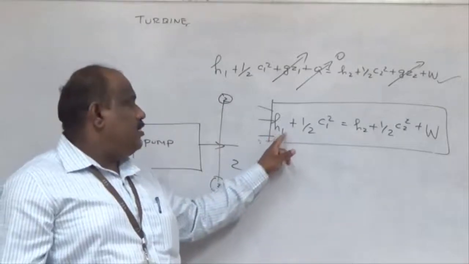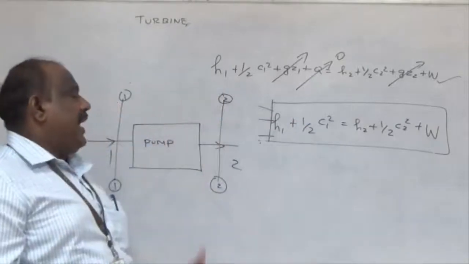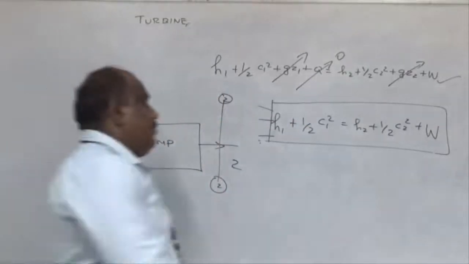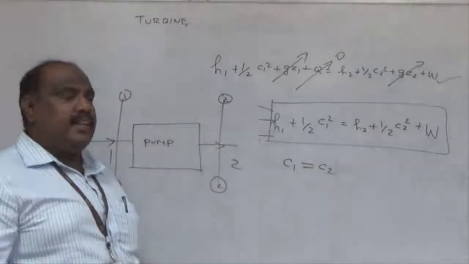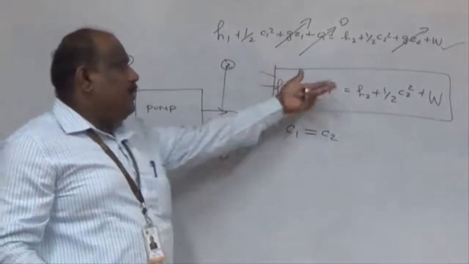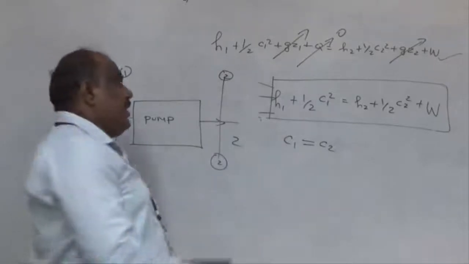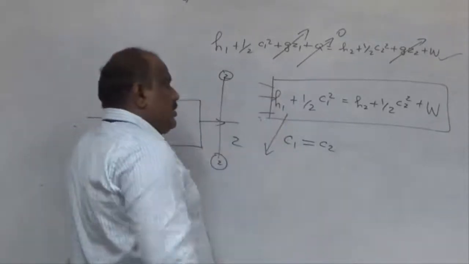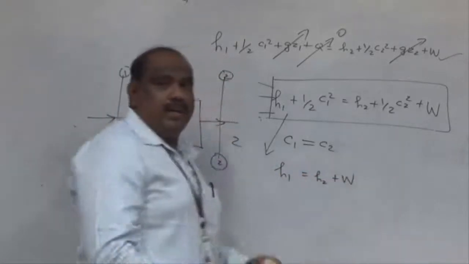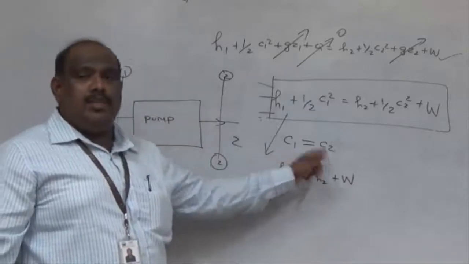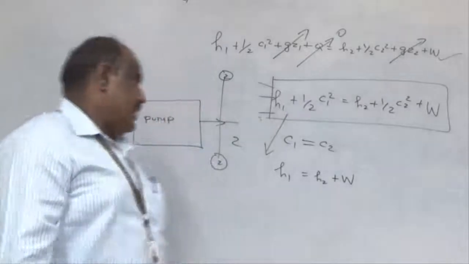So the formula becomes what? H1 plus half C1 squared equals H2 plus half C2 squared. In case of a pump, when you handle an incompressible fluid, almost C1 will be equal to C2. Whereas in case of a blower or fan, C1 and C2 may be different. But in case of a pump, the velocity remains almost the same. Which means this expression further reduces to H1 equals H2 plus W. Why? Because in case of a pump, C1 will be almost equal to C2 because it handles an incompressible fluid like water or oil, etc.